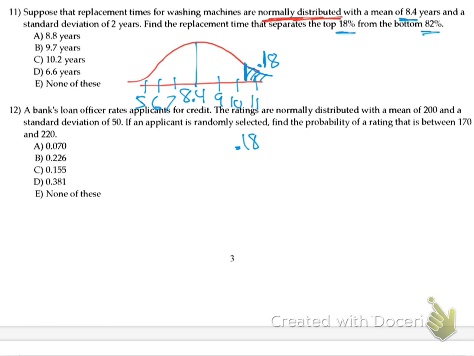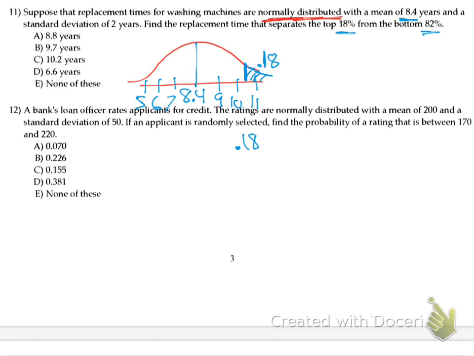The numbers on the bottom are not percentages. They're measuring something like men's weights, men's heights. In this case, years your washing machine lasts. It's how these normal curve problems will be all semester long. The bottom line measures something in the real world. The top are the percentages.